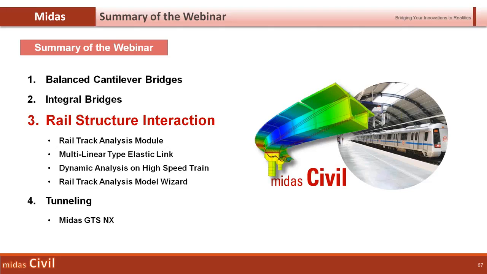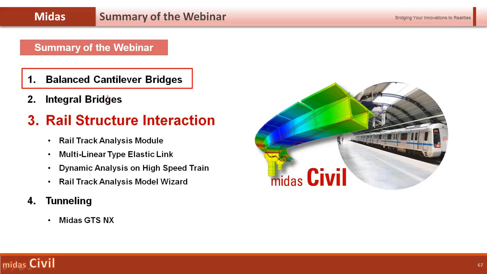So finally we come to the summary. I hope that you have understood all the methods that can be used in metros and how it can be done using Midas Civil. To summarize what we have done in the webinar, we discussed the balanced cantilever bridges. We also discussed integral bridges: what they are, what the design considerations are, what the different applications of integral bridges are, and how they can be simulated using Midas.